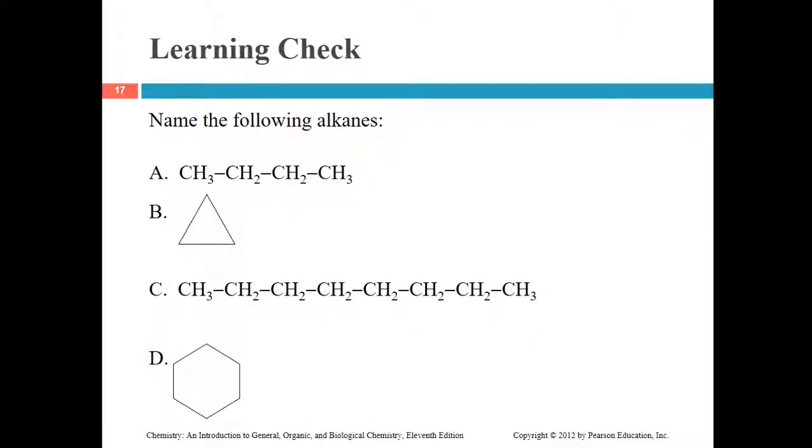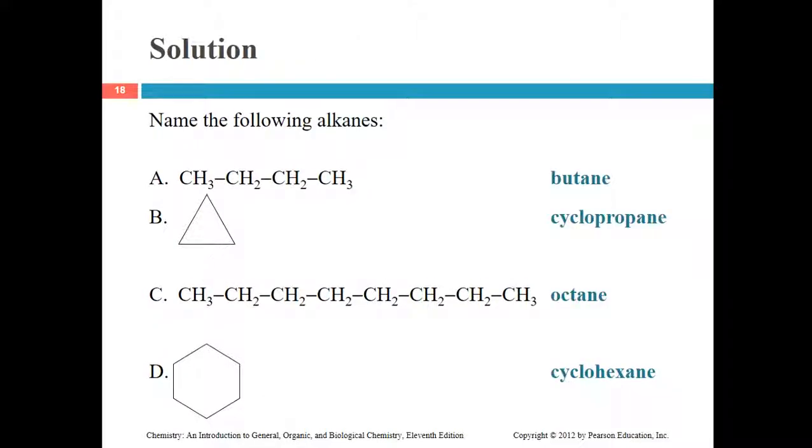So now then, press pause. See if you could name the following compounds. So we have 4 carbons, so that's butane. Here's our triangle here, our cyclic compound that has 3, so cyclopropane. Let's count up these carbons, 1, 2, 3, 4, 5, 6, 7, 8, so that's octane. And here's our cyclic compound, so cyclohexane.